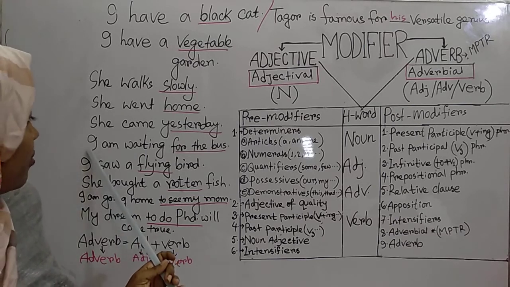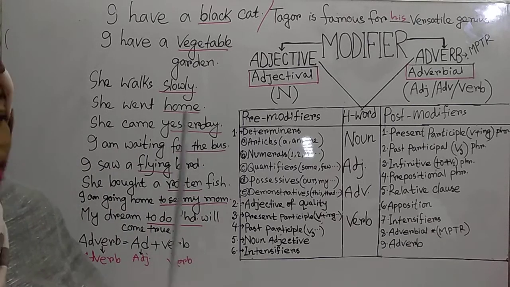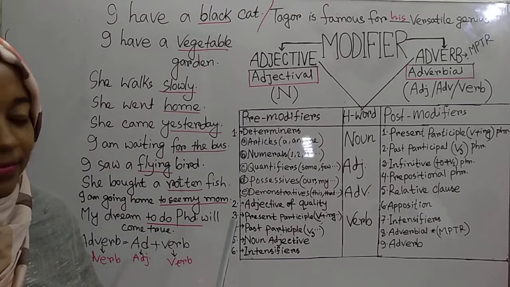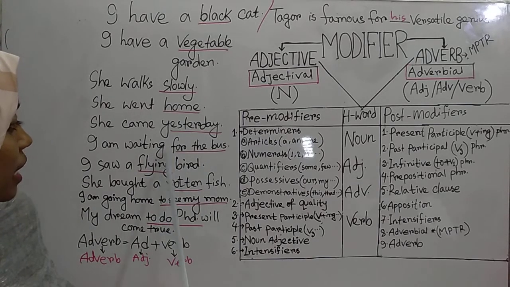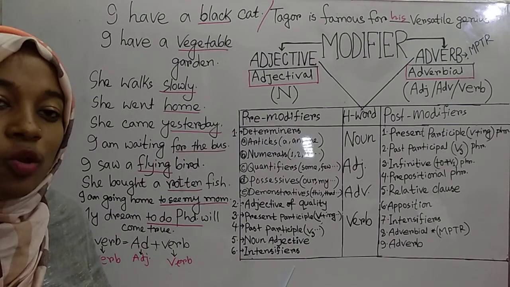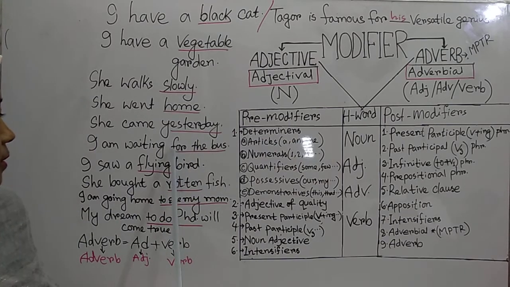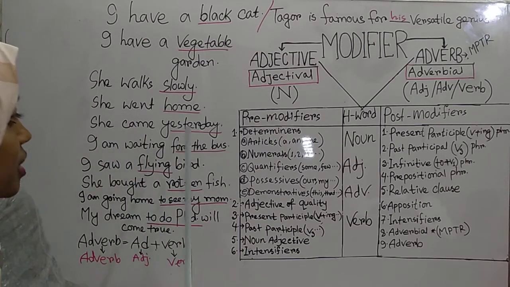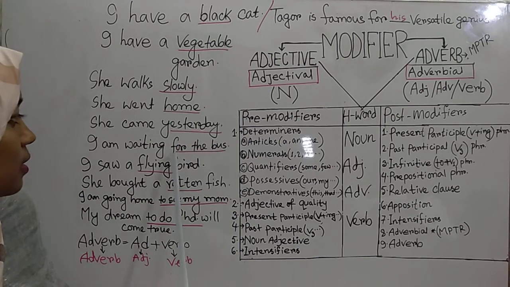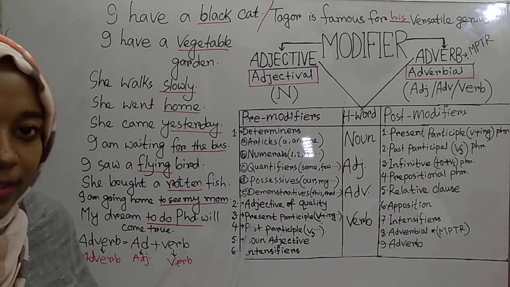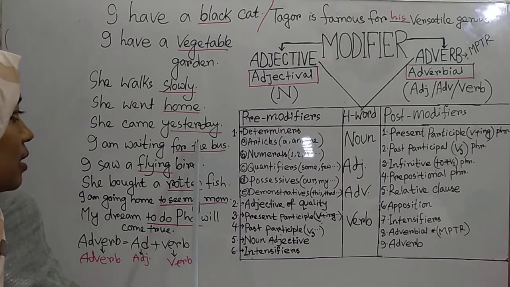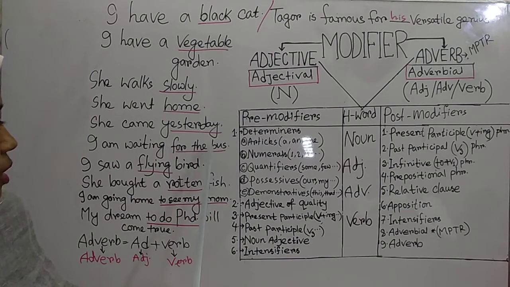And finally, I am waiting for the bus. Here, for the bus is an adverbial because it is the answer to the question why. It means why are you waiting? Here, the answer is for the bus. So, for the bus is an adverbial and here it has been used as the post-modifier of the verb.